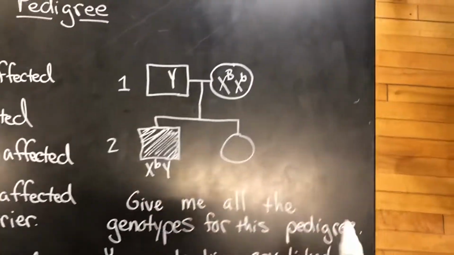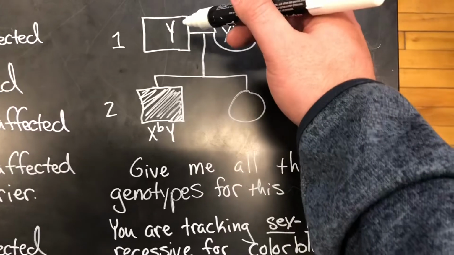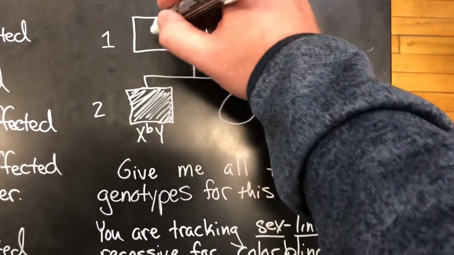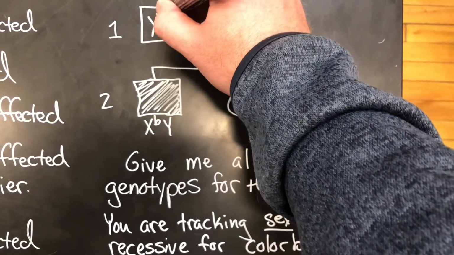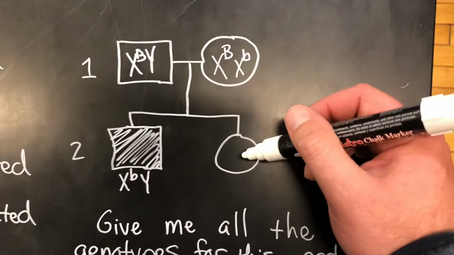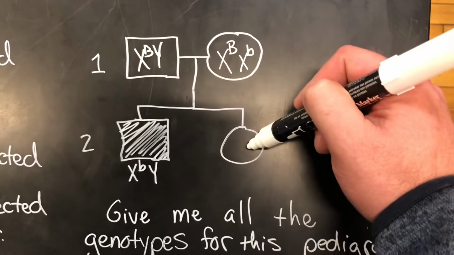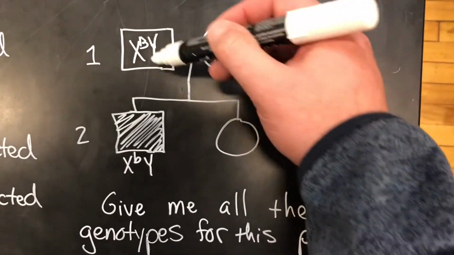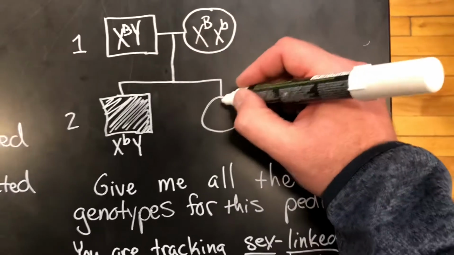All right. Now, we know that dad is not affected because he's not shaded in, so we know that he's going to be X big B Y, okay? Now, we know that the dad determines the gender. If he passed on the Y, this obviously would not be a circle, this would be a square. So we know that he passed on the X big B for sure.